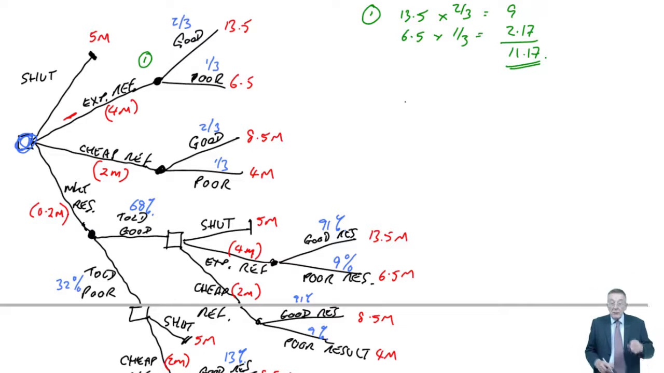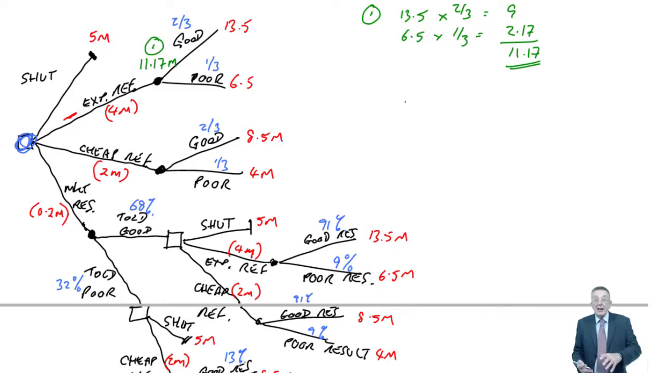And so I'm now going to say that if we do expensive, we will pay out 4 million, but we'll get an expected 11.17 million. So I can now forget the 13.5, the 6.5. Effectively, my choice so far is either shut and get 5 million, or do expensive, which gives us 11.17 minus 4 million. It will give us 7.17 million. But the uncertain bit I can now forget. I've replaced it with the expected value.